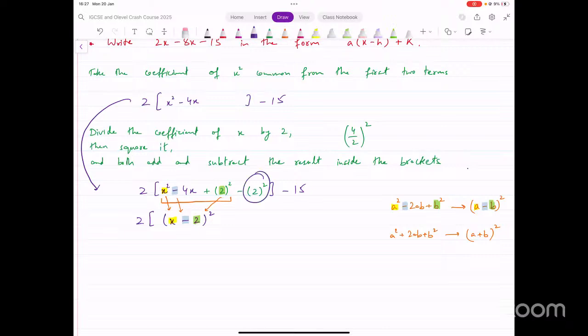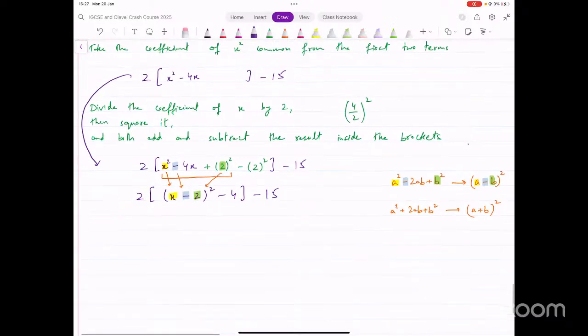And then this is negative 4. This remains outside as it is. You have to simplify this. That's minus 4. And outside the brackets, you've got minus 15. And now you simplify everything. Inside, you have x minus 2 whole squared minus 4, right?